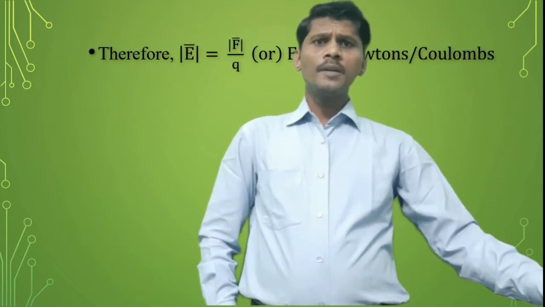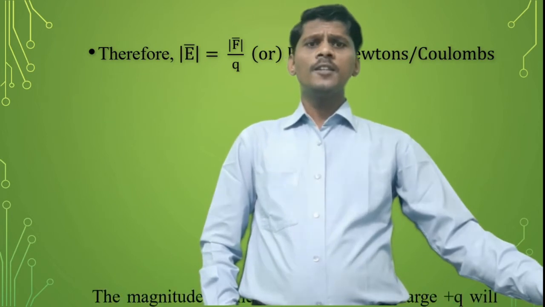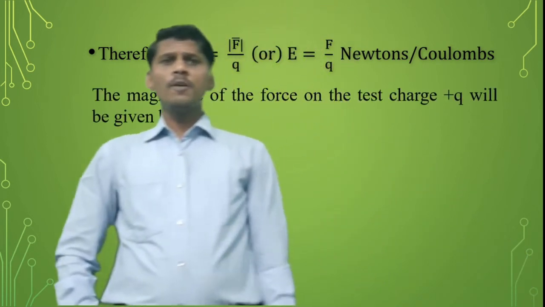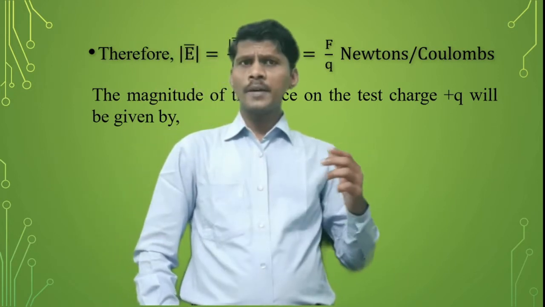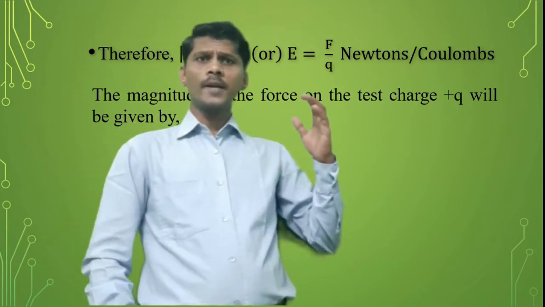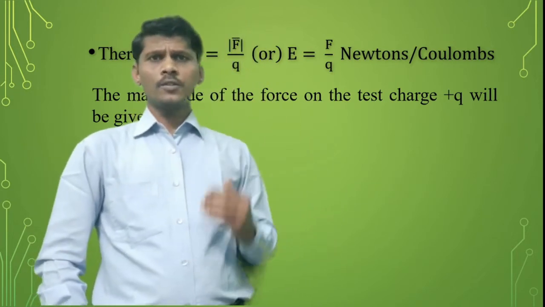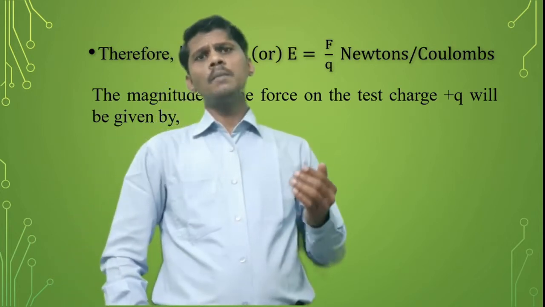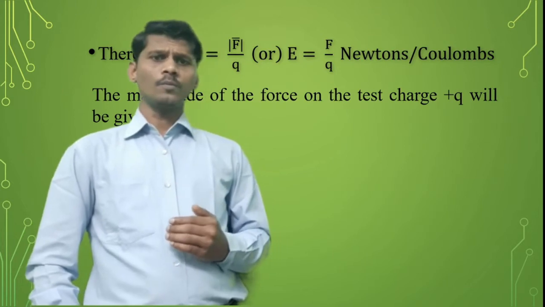Mathematically, the electric field intensity is given by E bar is equal to F bar by q. Electric field intensity is a vector quantity. It has both magnitude and direction. So, E bar is equal to F bar by q. In case of magnitude, magnitude of E bar is equal to magnitude of F bar by q.